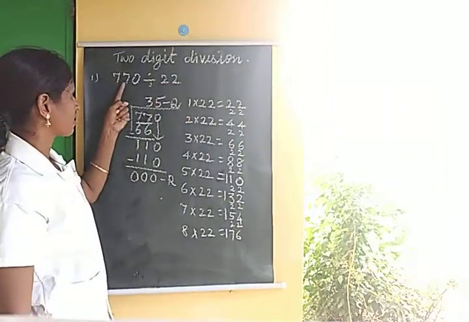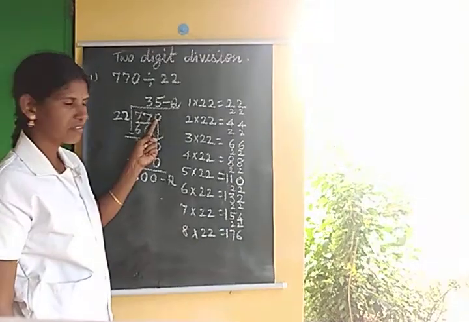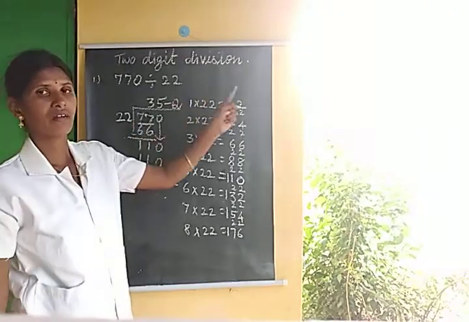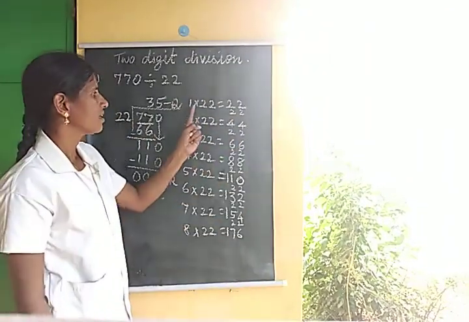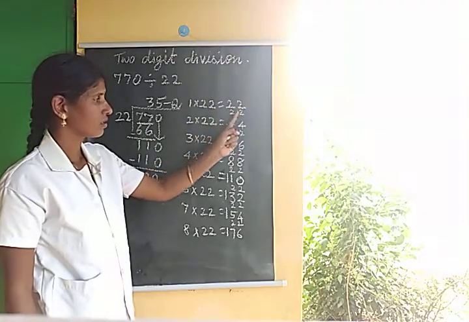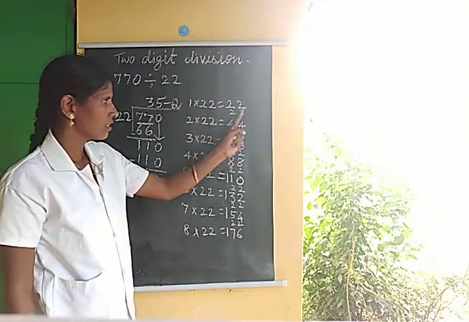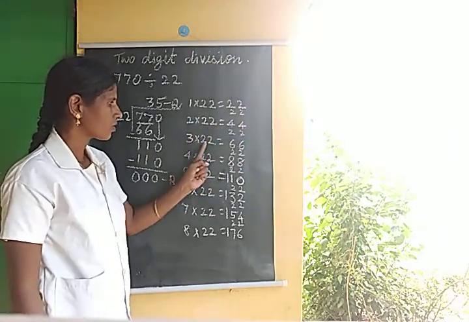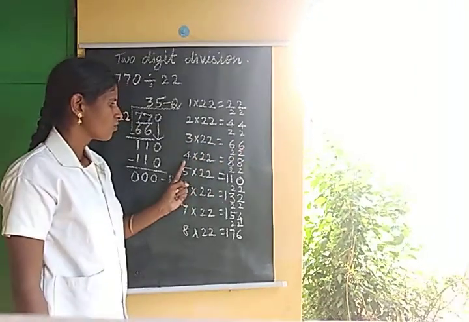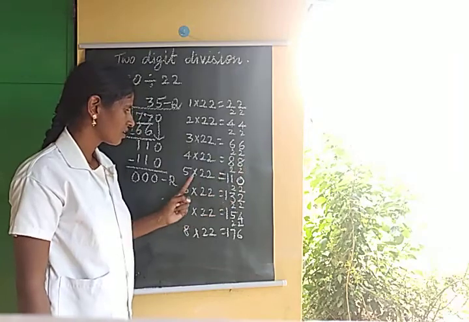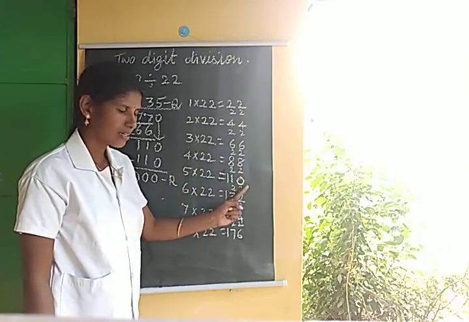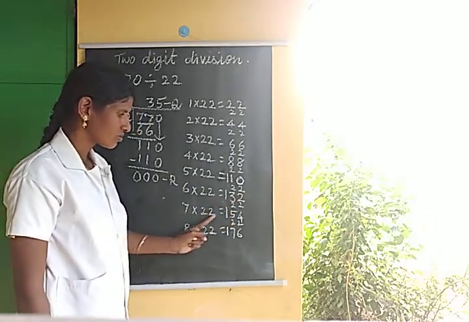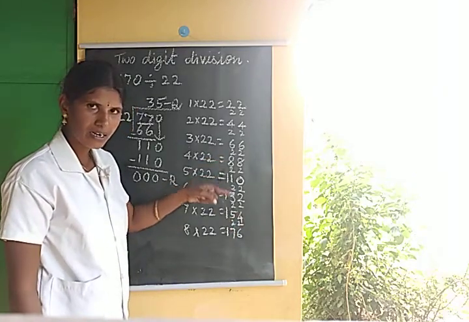Listen once again. 770 we have to write inside the division. Then 22 we have to write in the divisor place. Then make the 22nd table. That is 1 22 is 22. Write here small 22. Then add and write in the second step. 2 22s are 44. 3 22s are 66. 4 22s are 88. 5 22s are 110. And 6 22s are 132. 7 22s are 154.